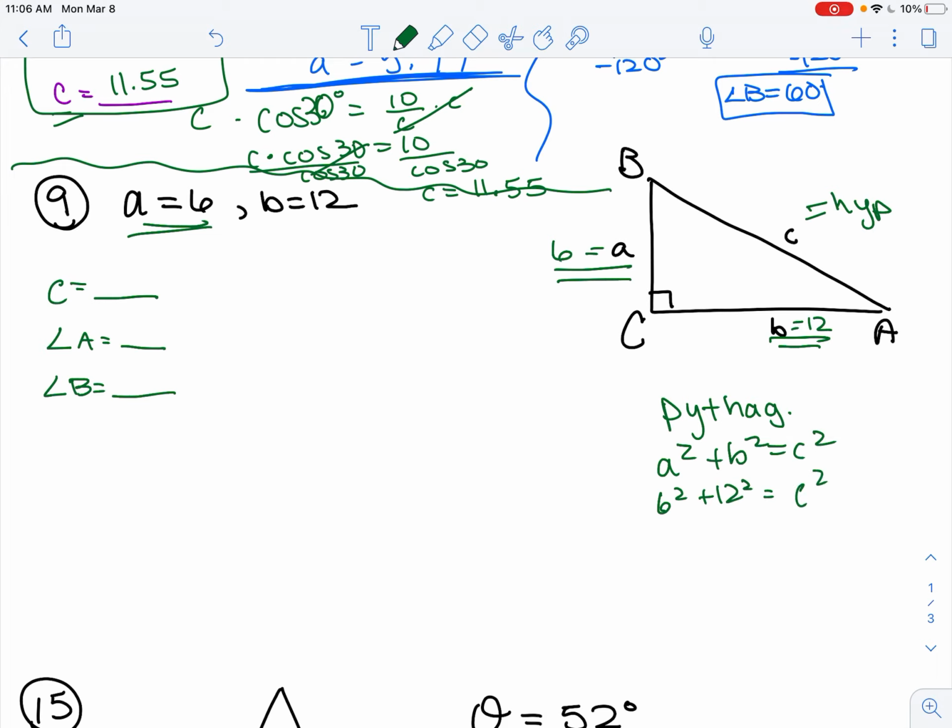So I know 6 squared plus 12 squared is 180 equals C squared. To get C by itself, I take the square root. And the square root of 180 is really ugly. It's like 13.41, and so on. So what I'm going to do, because I don't want to have to round it yet, in my answer, I can put 13.41, but I don't want to round it. So I'm going to give it the perfect root of 180 so that it's exact.